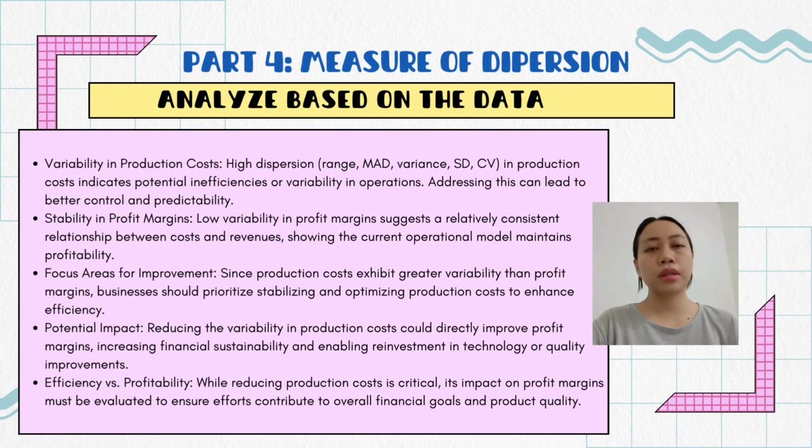To conclude my presentation, what can be analyzed based on the data is, first, variability in production costs. Production costs show high variability, indicating potential inefficiency in operation. By addressing this variability, businesses can gain better control and predictability. Second, stability in profit margins. Profit margins are stable, suggesting a consistent relationship between costs and revenues. This indicates that the current operational model is effectively maintaining profitability.